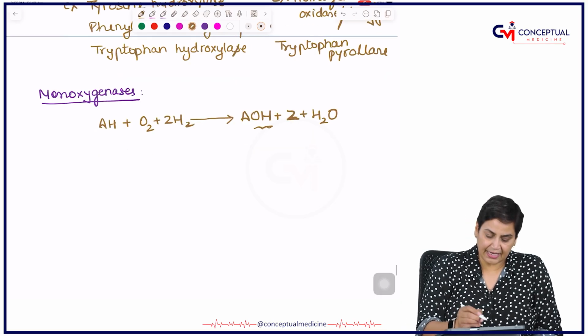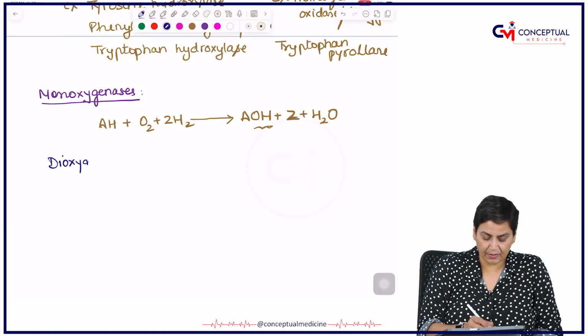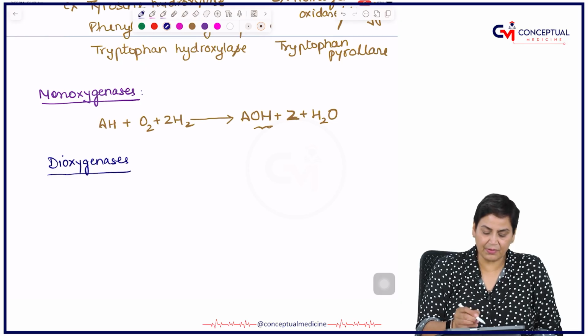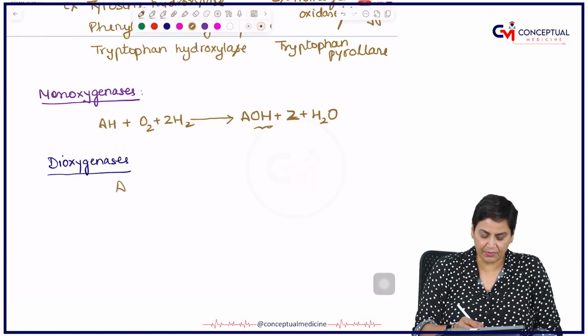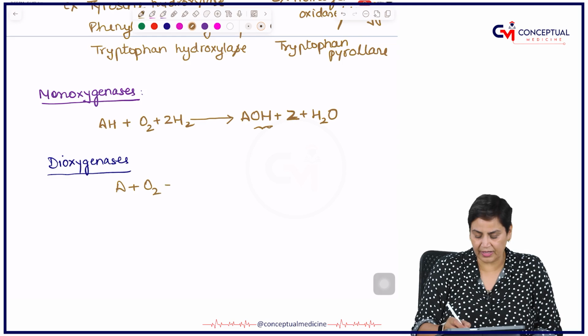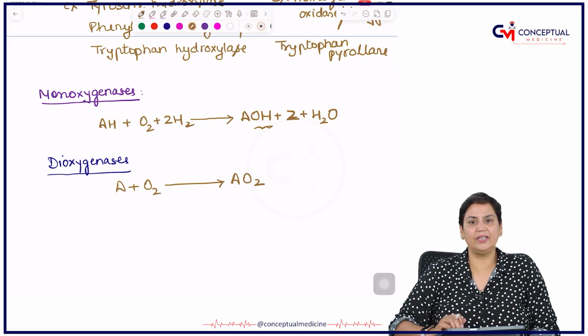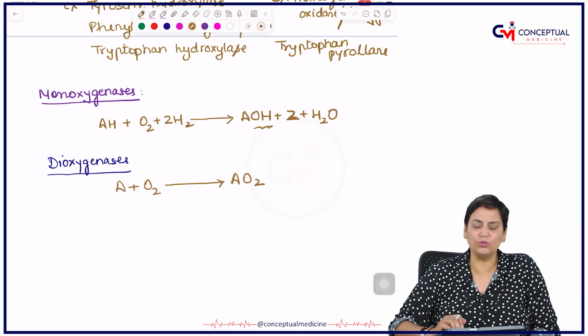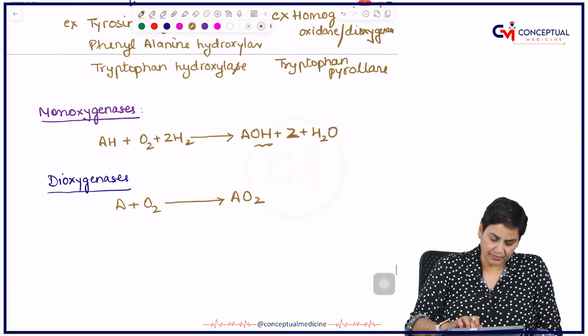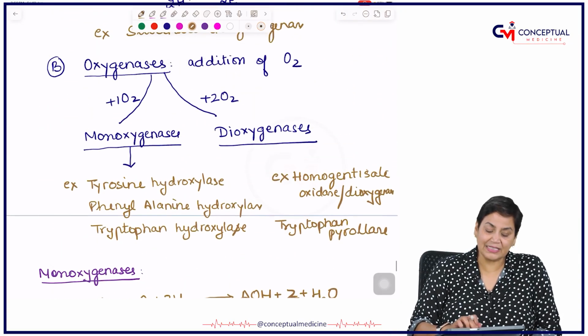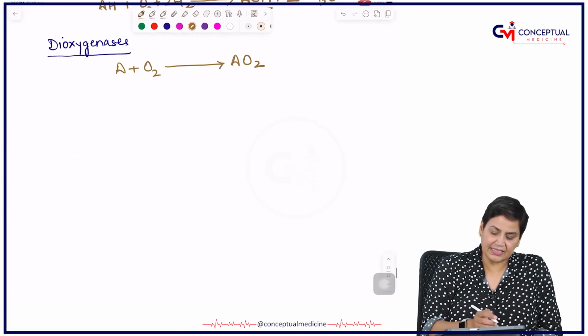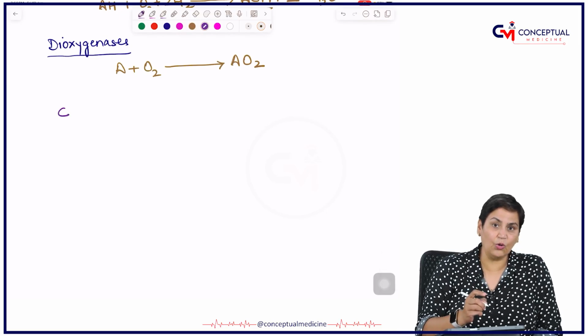Then second is dioxygenases. In dioxygenases, we are simply adding two oxygen atoms, so it is a very simple reaction. A plus O2 will give AO2. Example I have quoted, tryptophan pyrrolase or homogentisate oxidase, which is also known as homogentisate dioxygenase. Then this is oxygenases.